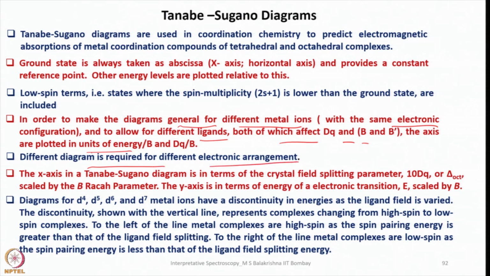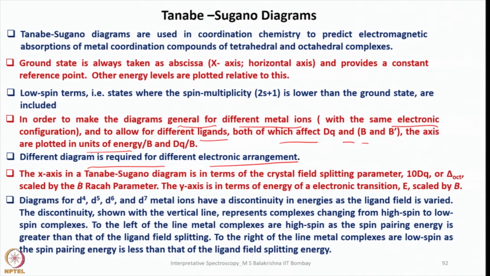What is the difference between a Tanabe-Sugano diagram and an Orgel diagram is that a different diagram is required for each different electronic arrangement. That means for every electronic arrangement you need a separate Tanabe-Sugano diagram. You need d1 separate, d2 separate, d9, all d1 to d9 except d5, you need a separate Tanabe-Sugano diagram, but it includes all ligands having different ligand field strength.